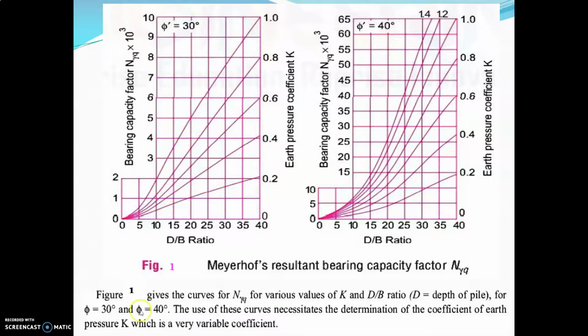And here, figure 1 gives the curves for N gamma Q for various values of K and D by B ratio. D is the depth of the pile, for phi equal to 30 degrees and phi equal to 40 degrees. This is for 30 degrees, this is for 40 degrees. The use of these curves necessitates the determination of the coefficient of earth pressure K, which is a very variable coefficient. So using the D divided by B ratio and K value, you can find N gamma Q for the different values of phi.